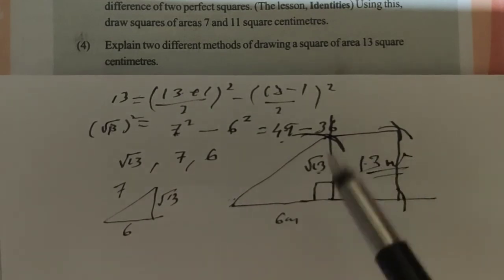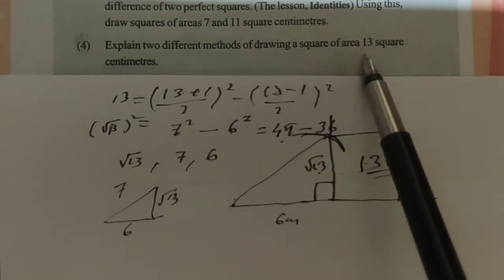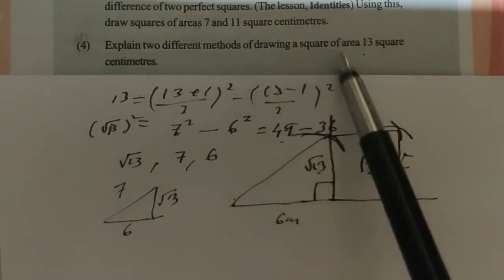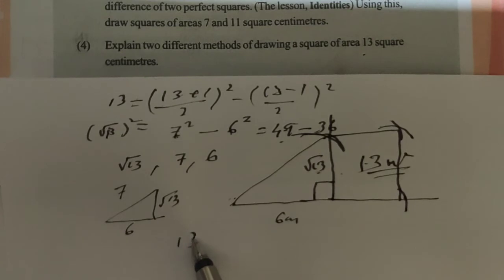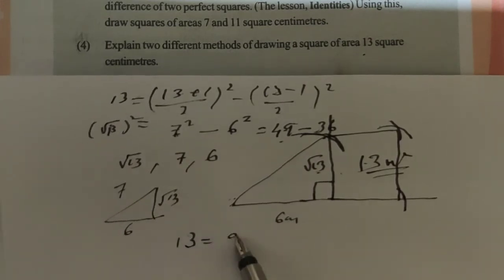Then we want to draw 13 square meter in two different ways. Then also you know 13 is equal to, we can express 13 as 9 plus 4.